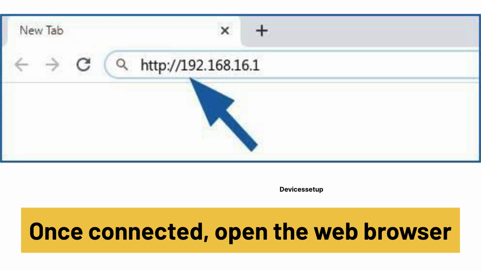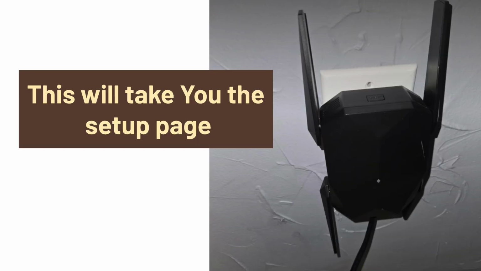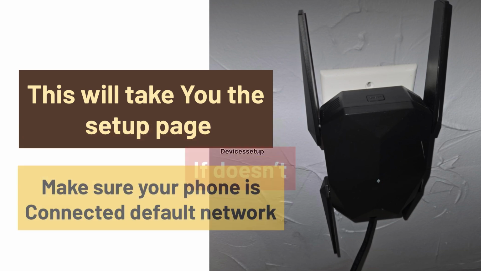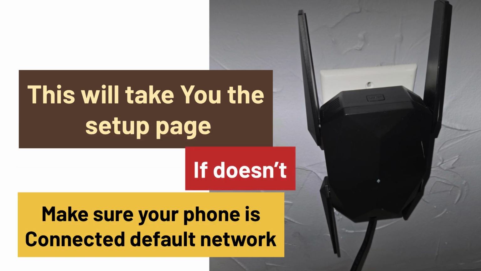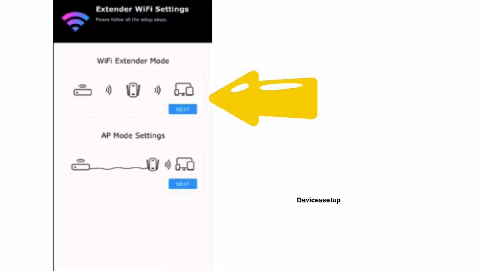Once connected, open a browser on the same device and into the URL or address bar type 192.168.16.1 and hit enter. This will take you to the setup page of Ingabis AX3000 extender. In case it doesn't, then make sure your phone or computer is connected to the default Wi-Fi network of the extender. On the login page, select your language followed by choosing between the extender mode and AP mode.